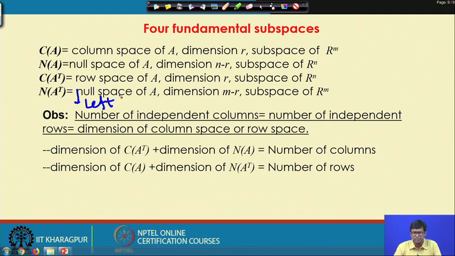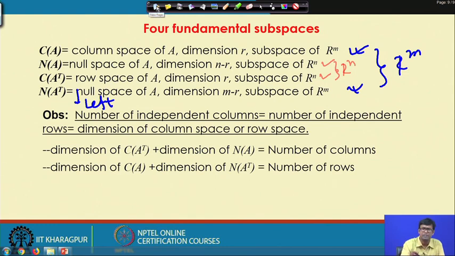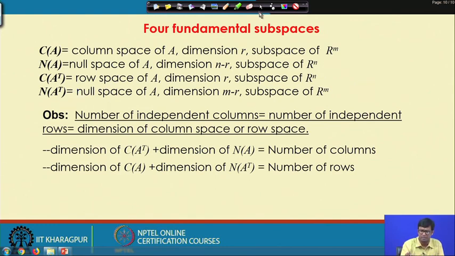So, column space and left null space are both subspaces of Rm, and null space and row space are both subspaces of Rn. And the number of independent columns is equal to the number of independent rows, which is the dimension of column space or row space. Dimension of row space plus dimension of null space is equal to the number of columns, and dimension of column space plus dimension of left null space is equal to the number of rows. These are the few basic observations which we have made in the last few classes.